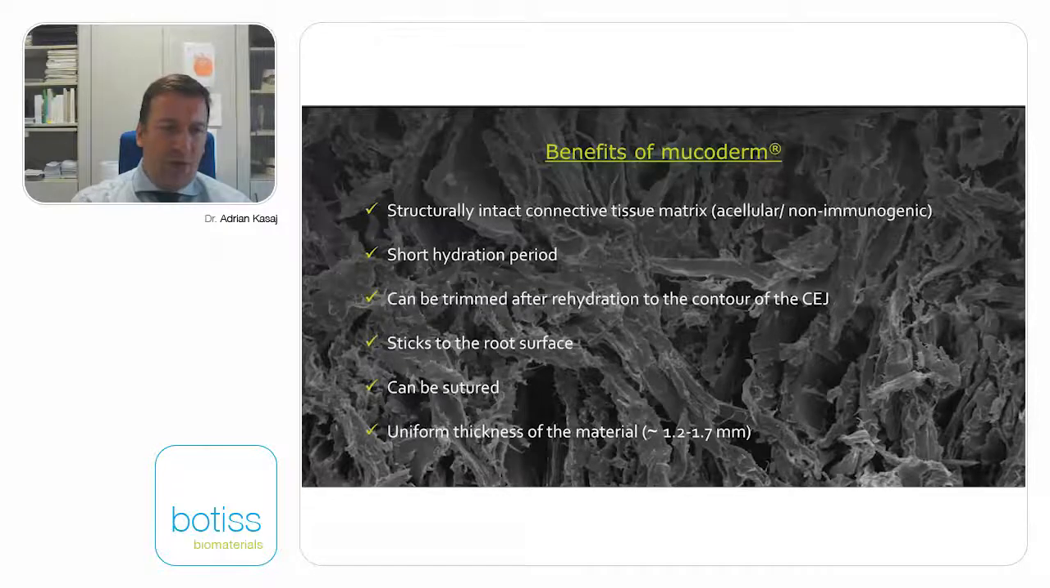It sticks to the root surface, which is very important to avoid any dead spaces at the interface of the root surface and the mucoderm matrix. You can pull it inside the tunnel, you can suture it, and you have a uniform thickness of the material with a constant quality. The thickness of the material is between 1.2 and 1.7 millimeters.